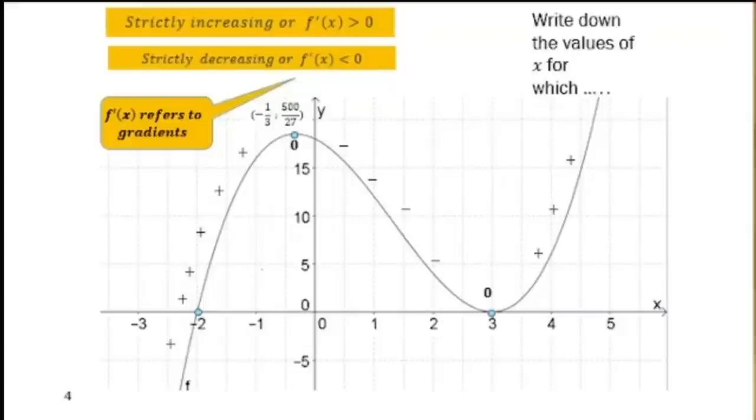So if I ask you, where is f prime x greater than 0? So where's the first derivative greater than 0? It is all the x's smaller than negative a third, smaller than the first turning point, or all the x's greater than 3 after the second turning point. If I ask you, where's the first derivative, f prime x smaller than 0, where do I have a negative gradient? That is the section between negative a third and 3, so it's the x's between negative a third and 3. Please note there's no equals underneath here because we had no equals in our inequality.